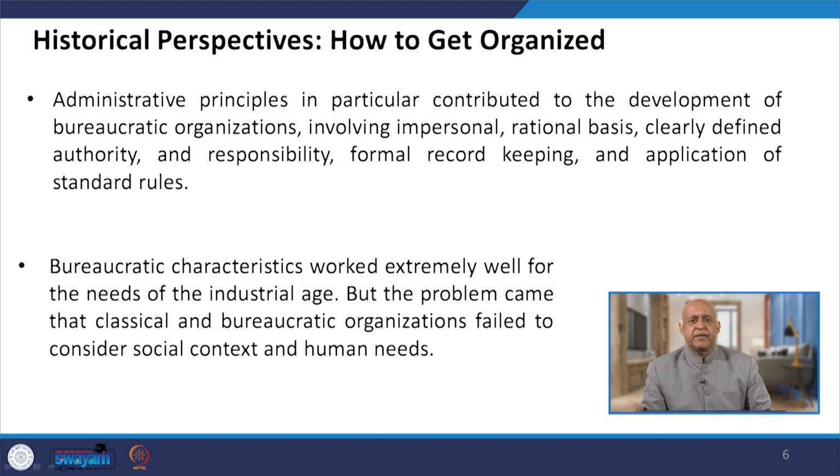These administrative principles are helping today also whenever we are talking about bureaucratic organizations, because they talk about clear-cut authority, responsibility, record keeping, and the application of standard rules. So, every organization is very systematic, designed under certain rules, regulations, applications, hierarchy, authority and responsibility. So, these are the buzzwords which you have to take into consideration whenever you are designing an organization.